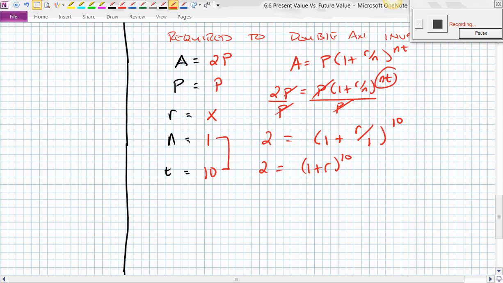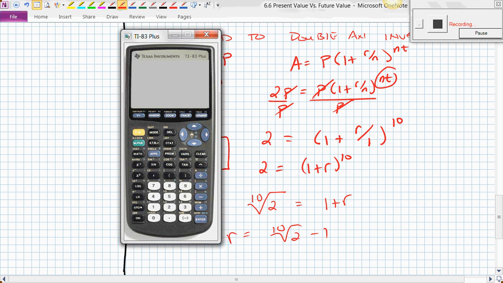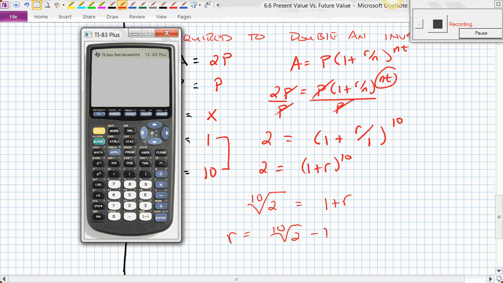Okay, I need to solve for R. So I need to take the 10th root of this stuff. So the 10th root of 2 is equal to 1 plus R. So the rate that I need is the 10th root of 2 minus 1. Well, that doesn't do anybody any good, so let's actually figure out what that rate actually is.